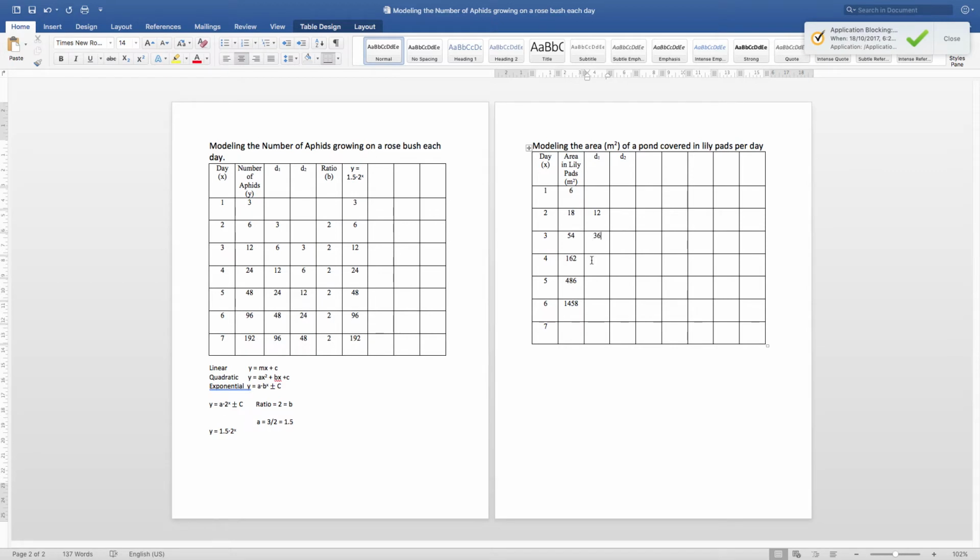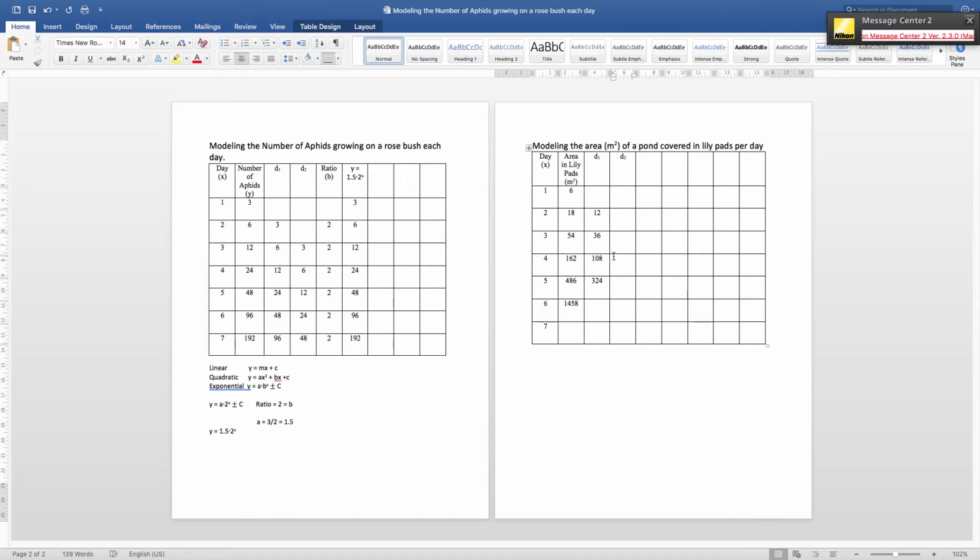The next one will be 108. The next one will be 324, and the next one I'm not going to work out. So the first difference tells me we don't have a linear pattern because it's not constant.